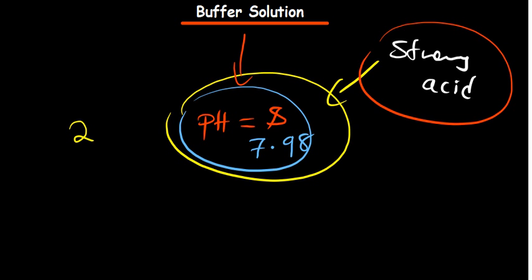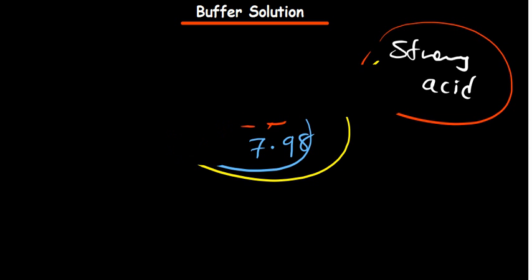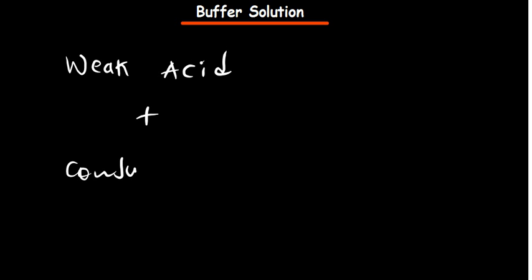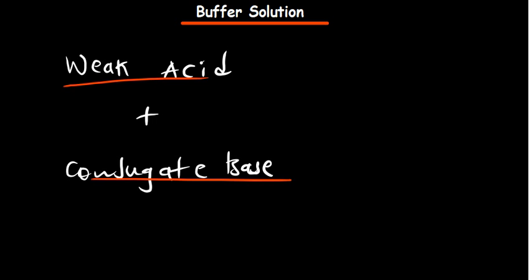Now we need to understand what a buffer solution can consist of. Of course, we now understand that this is just a solution that is resisting changes in the pH. It can be made up of a weak acid, and a weak acid with what? Its conjugate base. When you have a solution made up of the weak acid itself and its conjugate base, then you do expect that to be a buffer solution.